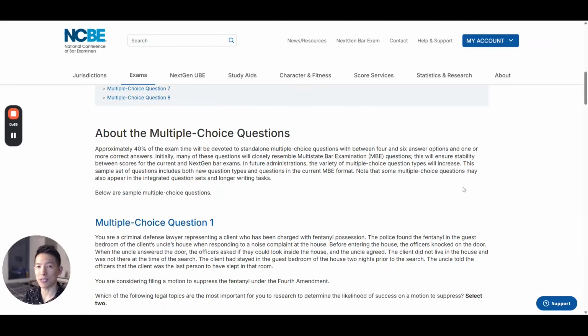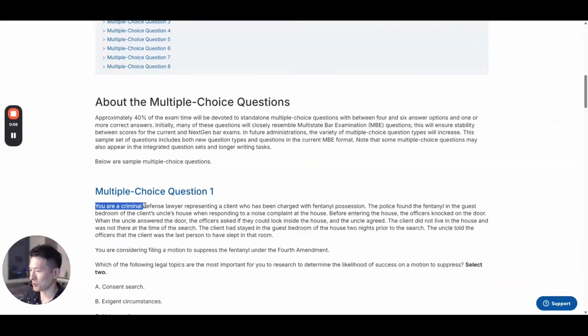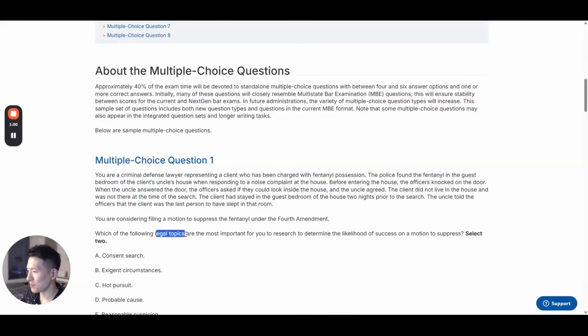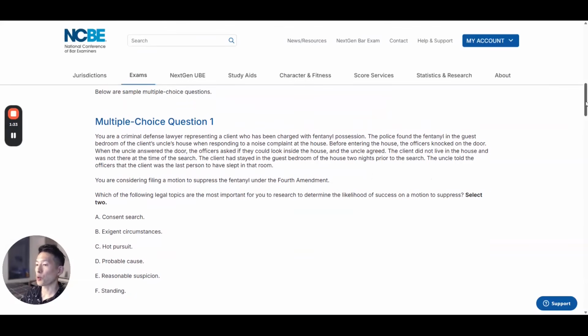So it's important for you to get these down and be comfortable with these different types of language that you see. For example, you're a criminal defense lawyer, which legal topics are most important to research? So if you're identifying issues, you may not have to apply the rule. If you have to apply the rule, then you have to know the rule, of course. And in some cases, you have to know the rule so well, the nuances of the rule, which is the same as usual for the classic MBE as well. But the core of this type of question is similar to the legacy MBE.